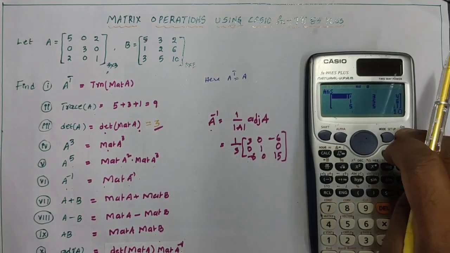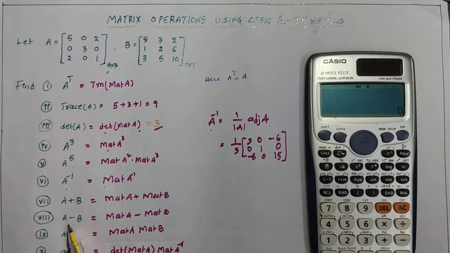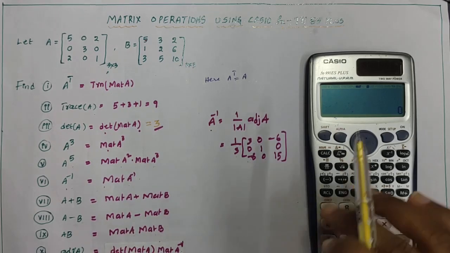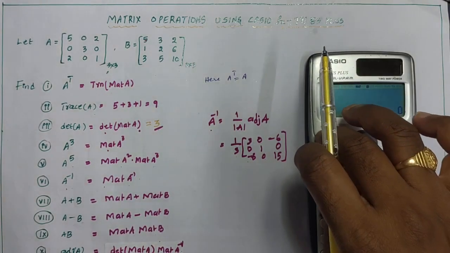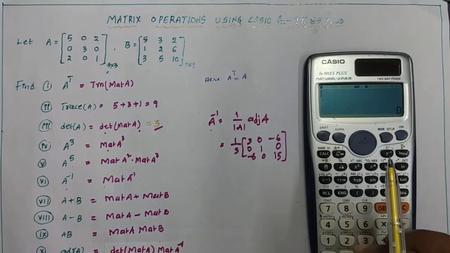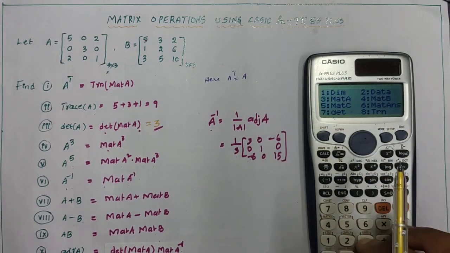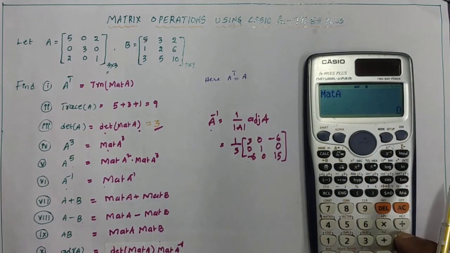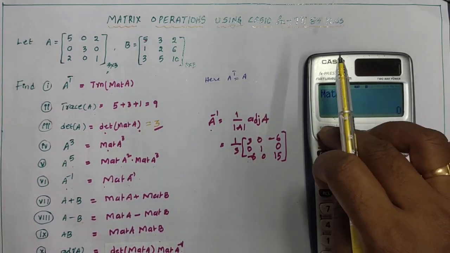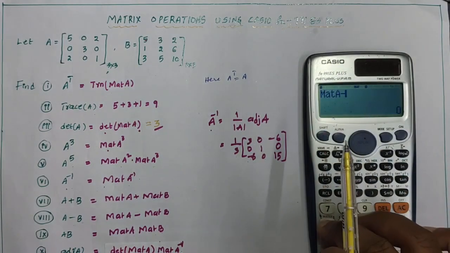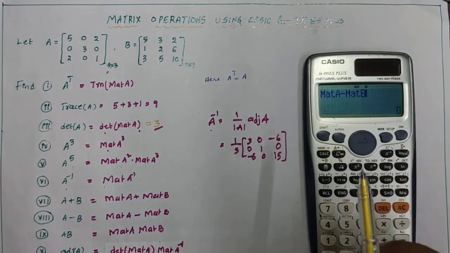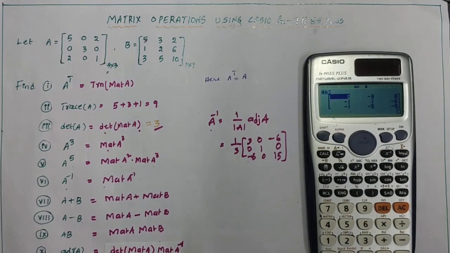Now I am pressing the on button. Now we want the values of A minus B. The syntax for A minus B is mat A minus mat B. Now I am going to the matrix operation mode by pressing the shift and button number 4. Third one is a mat A. We require the minus mat A minus mat B, shift matrix 4 mat A minus mat B equal.